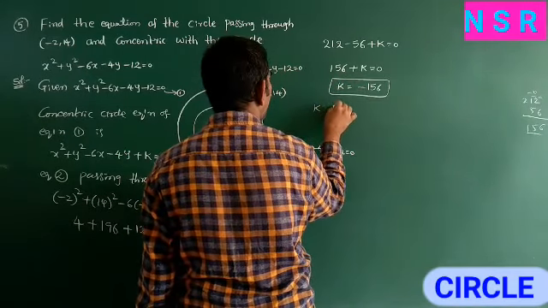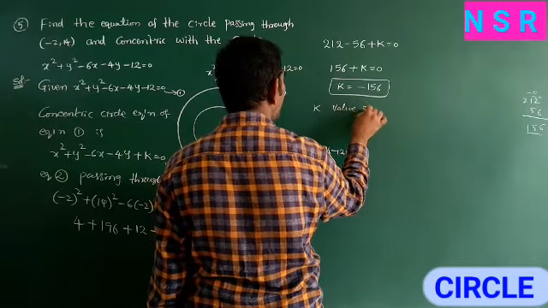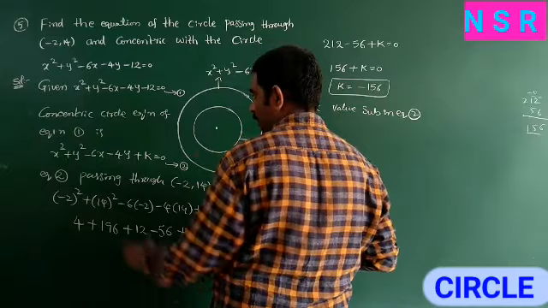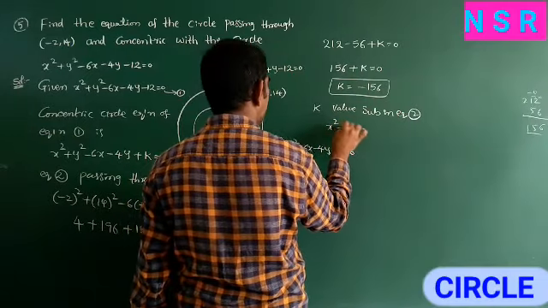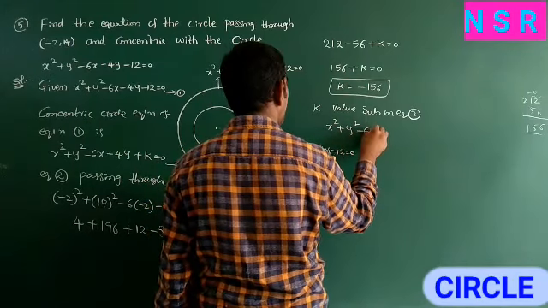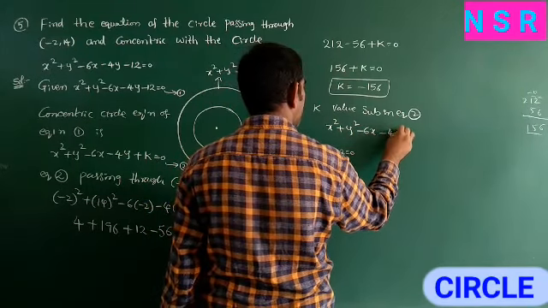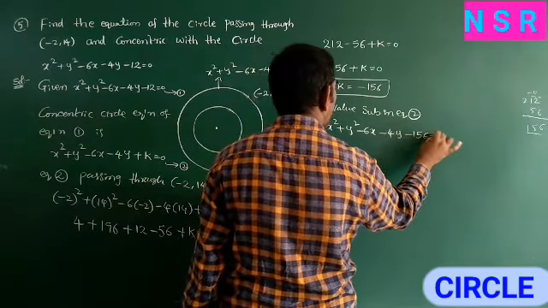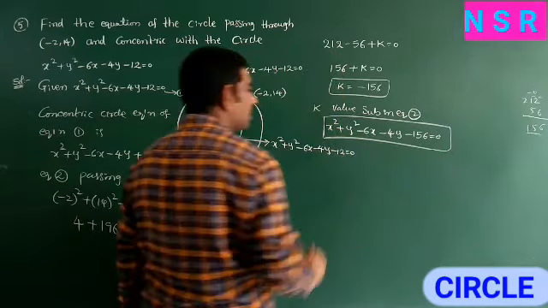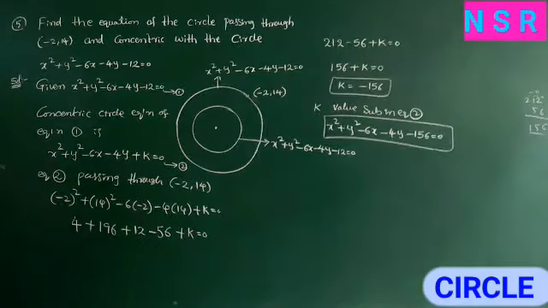Now write the k value and substitute in equation 2. So we get this concentric circle equation, that is x square plus y square minus 6x minus 4y minus 156 equal to 0. So this is our required concentric circle equation.